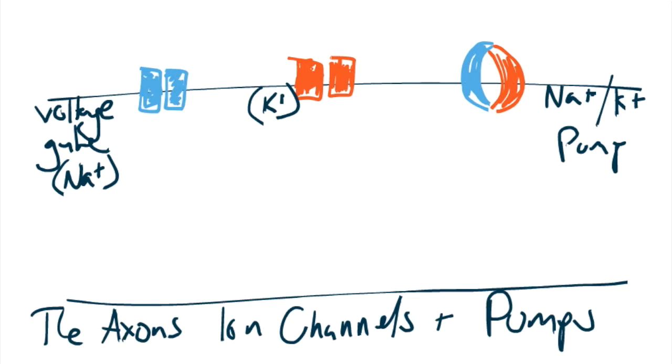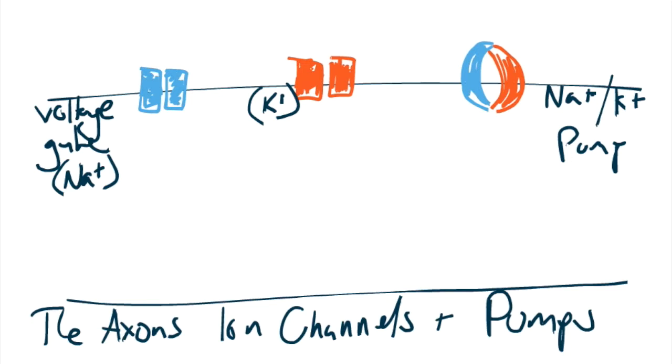This is what an axon's ion channels and pumps look like. You can see that the axons have two voltage gates, one for sodium and one for potassium. It also has a sodium-potassium pump. A voltage-gated channel only opens when the ion reaches a specific voltage. Otherwise, it remains closed and the ions cannot go in or out of the axon.